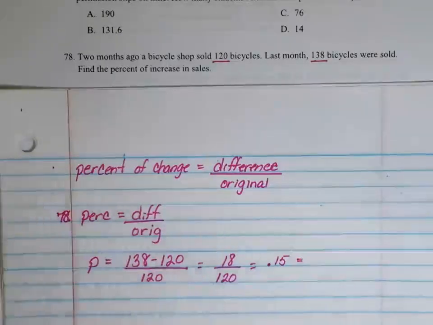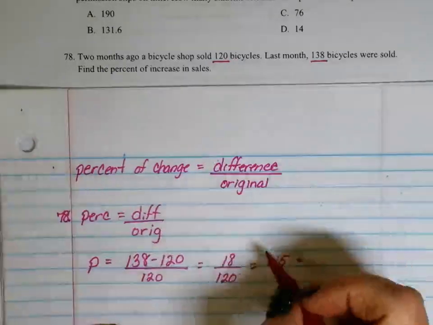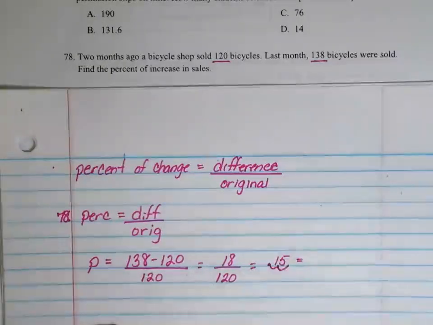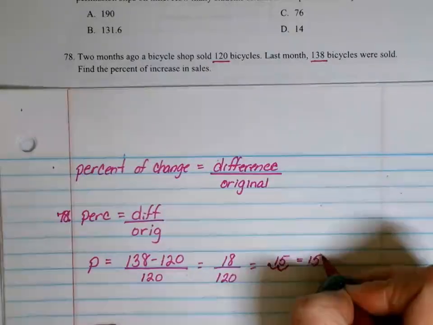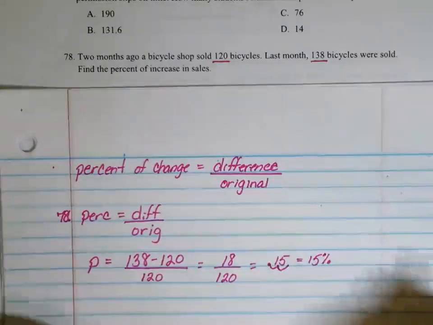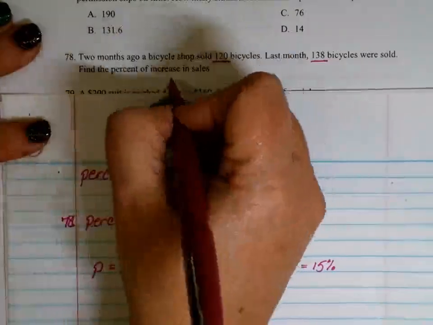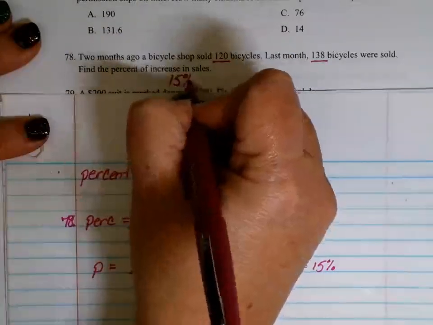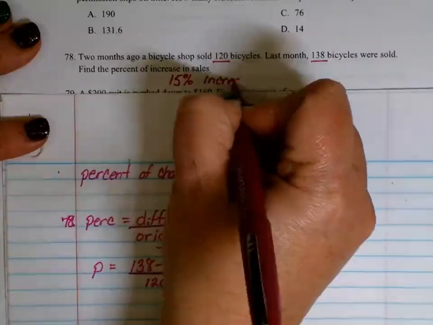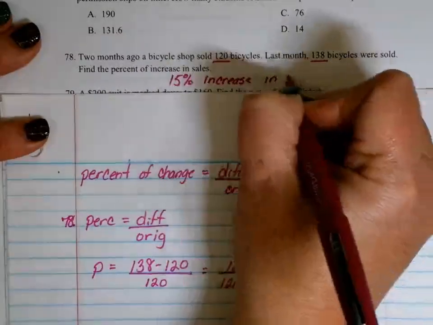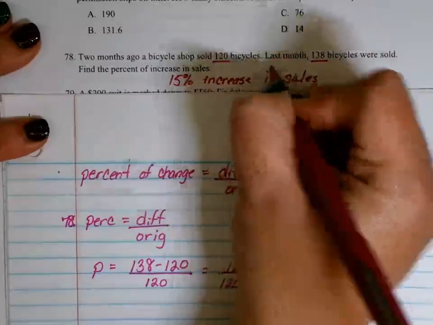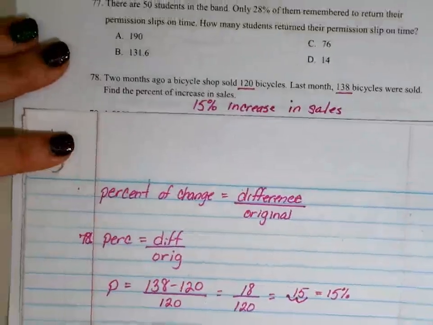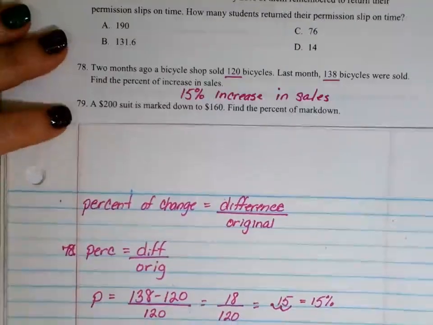No, I got it. So how do I write 0.15 as a percent? I moved the decimal point to the right 2 spaces because I'm multiplying by 100. So this is 15%. So for number 78, we had a 15% increase in sales. Okay? I had a 15% increase in sales.